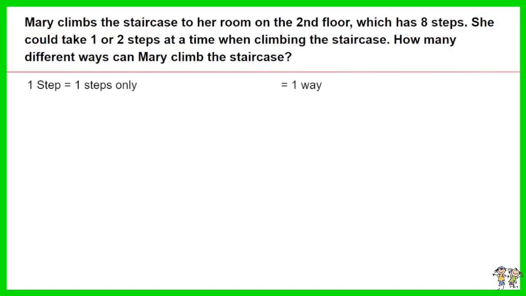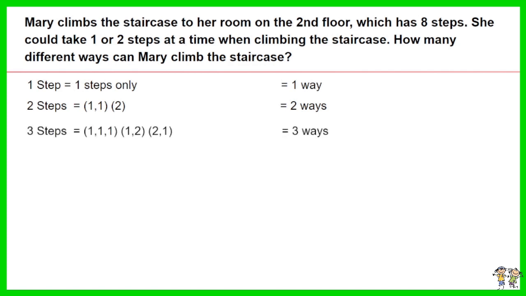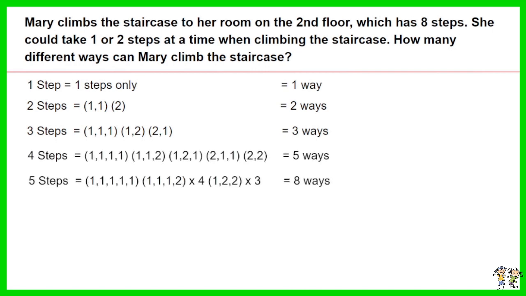The number of ways to climb one step equals one way only. The number of ways to climb 2 steps equals take 2, 1 step, or take 1, 2 steps. Thus 2 ways. We calculated the number of ways to climb 3 steps equals 3 ways, 4 steps equals 5 ways, and 5 steps equals 8 ways.